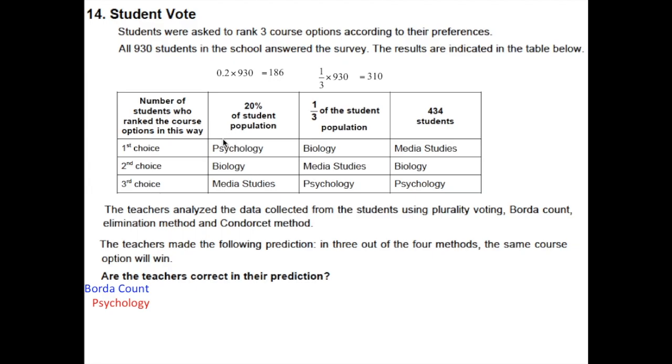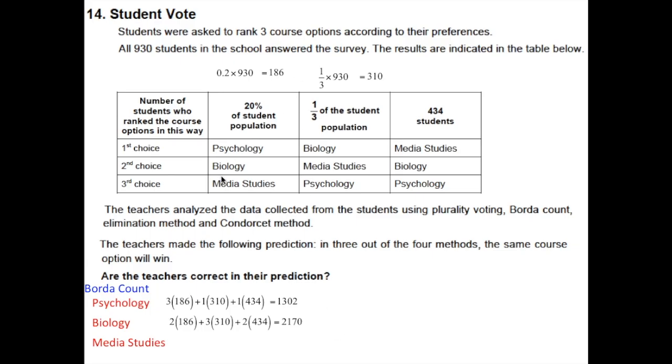Psychology is going to get 3 times 186, and here psychology is picked last, so it's only 1 point times 310. Psychology is picked last again, so 1 point times 434 gives us 1,302 points for psychology. Biology is picked second here, so they get 2 points, times 186. And they're picked first here, so they get 3 points times 310. And they're picked second here, so 2 points times 434. And that gives us 2,170.